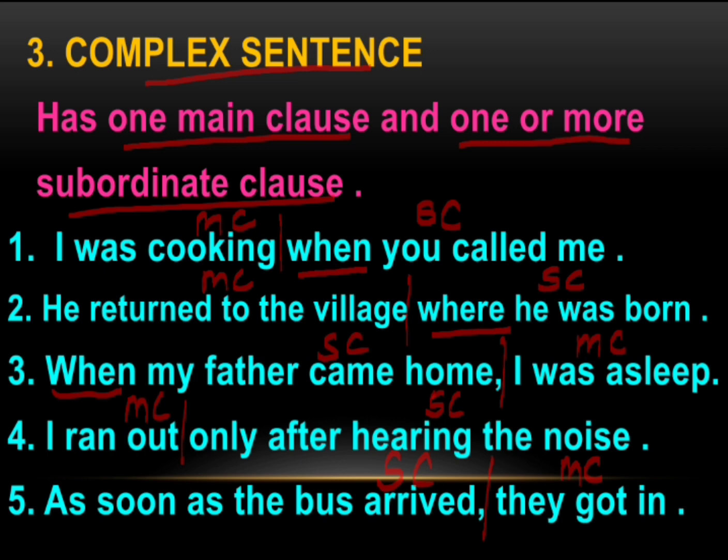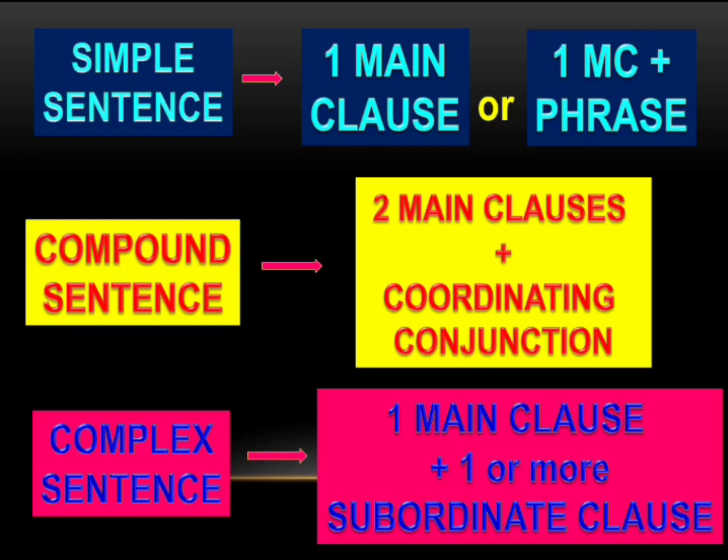And that's it. To sum up, we understood that each sentence has a well-defined structure, and based on the structure, sentences can be classified as simple sentence, compound sentence, and complex sentence. Now let us see how to differentiate these three sentences, or how to write these three sentences without any confusion.